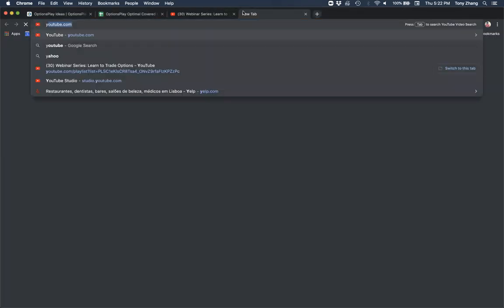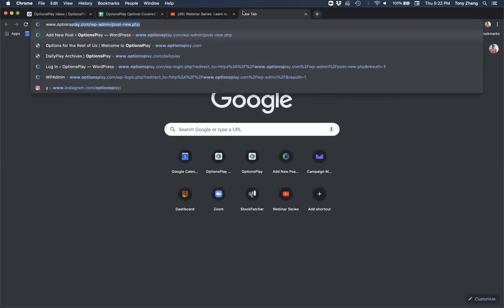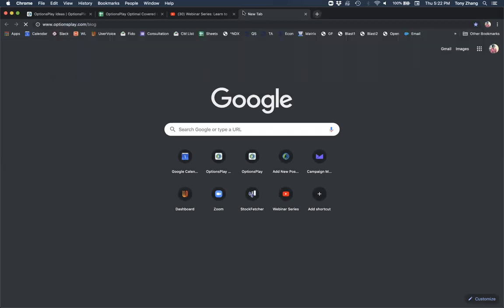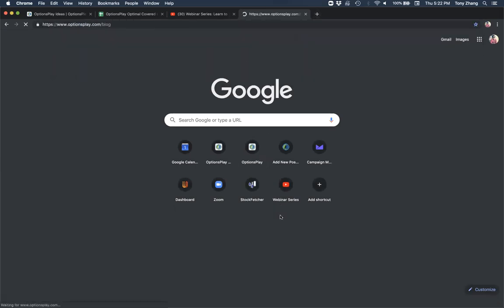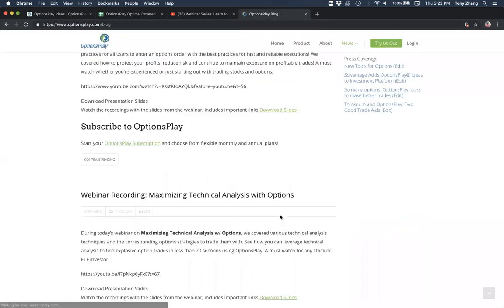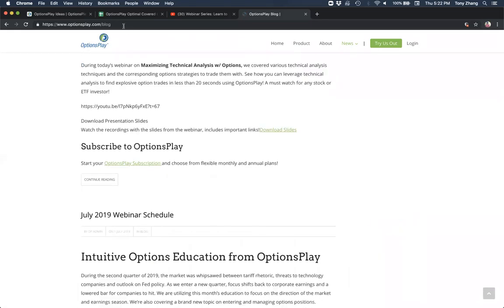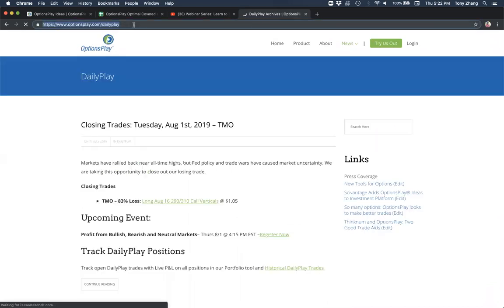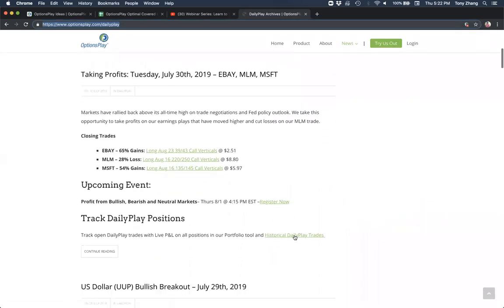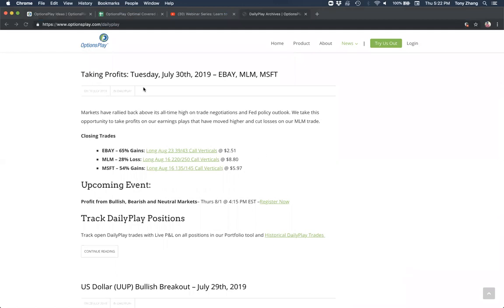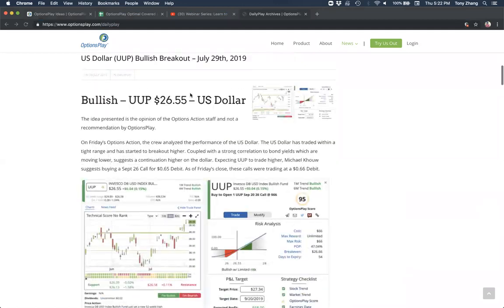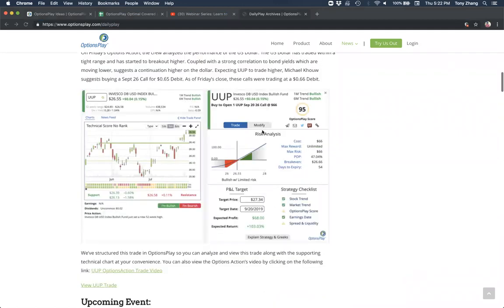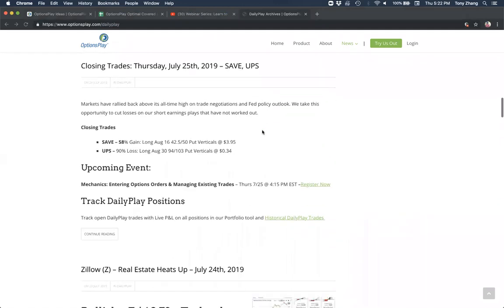So every single trade that we list is on our blog. You can go to optionsplay.com/blog and you can see all of the dates of when we enter and when we close out a trade. Oh, whoops. So it's optionsplay.com/dailyplay. So you can see all of our trades, and you can see the dates of when we enter these trades and the dates of when we exit these trades. So you can get all of that here using Options Play.